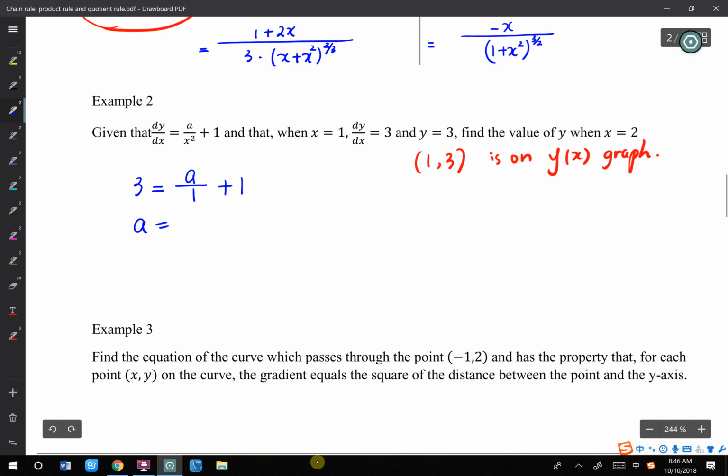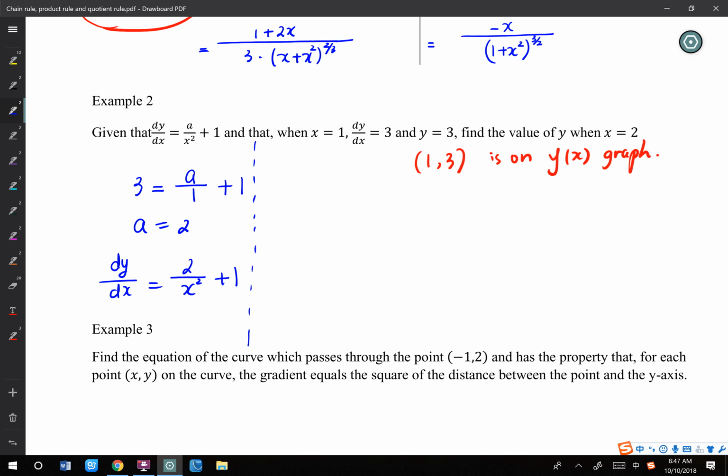Which I will have a equals 2. So therefore, dy/dx equals 2 over x squared plus 1. So first of all, you want to complete what the derivative function is. So that is 2 over x squared plus 1. Then I will find the function y. So y equals the integral of 2x to the power of minus 2 plus 1 dx.